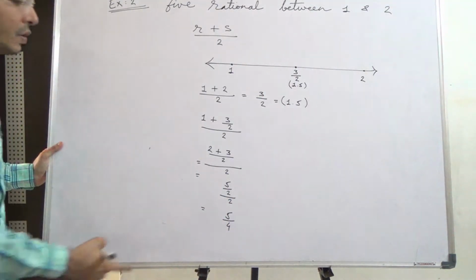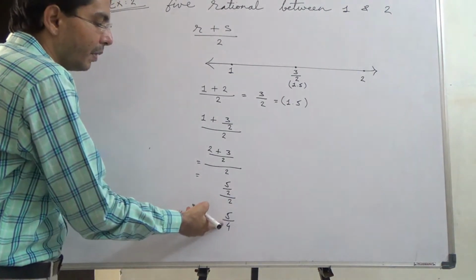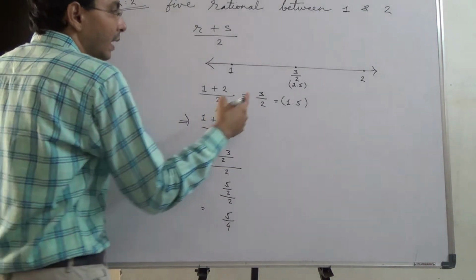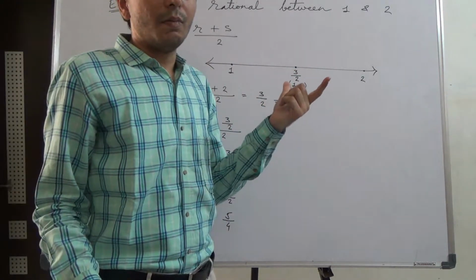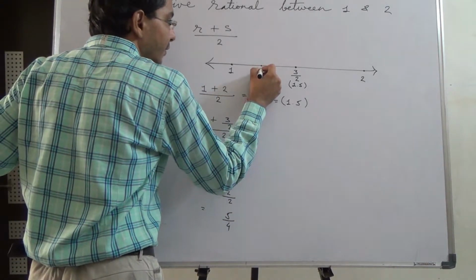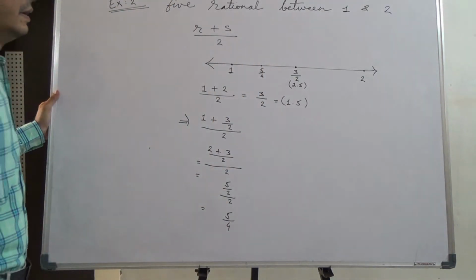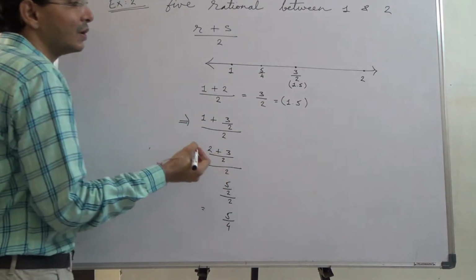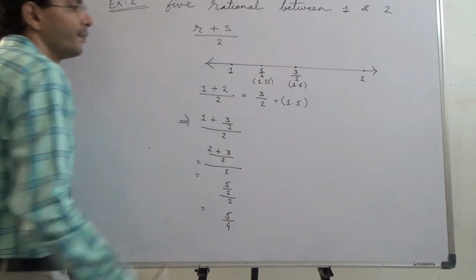Can we say 5 by 4 is between both these numbers, 1 and 3 by 2? So 5 by 4 is between both the numbers. If I want to represent it in decimal, 5 by 4 is nothing but 1.25.